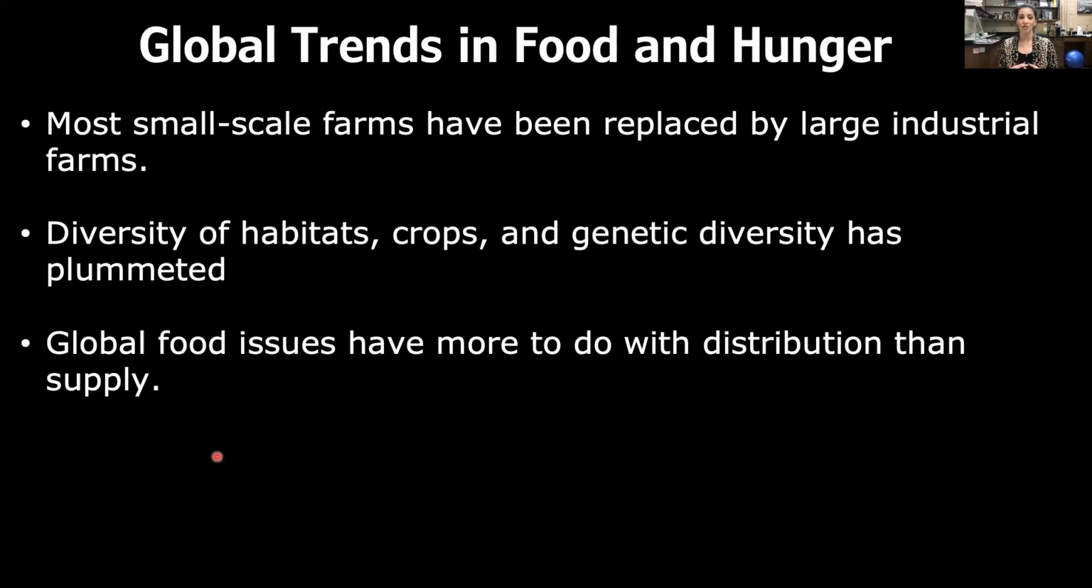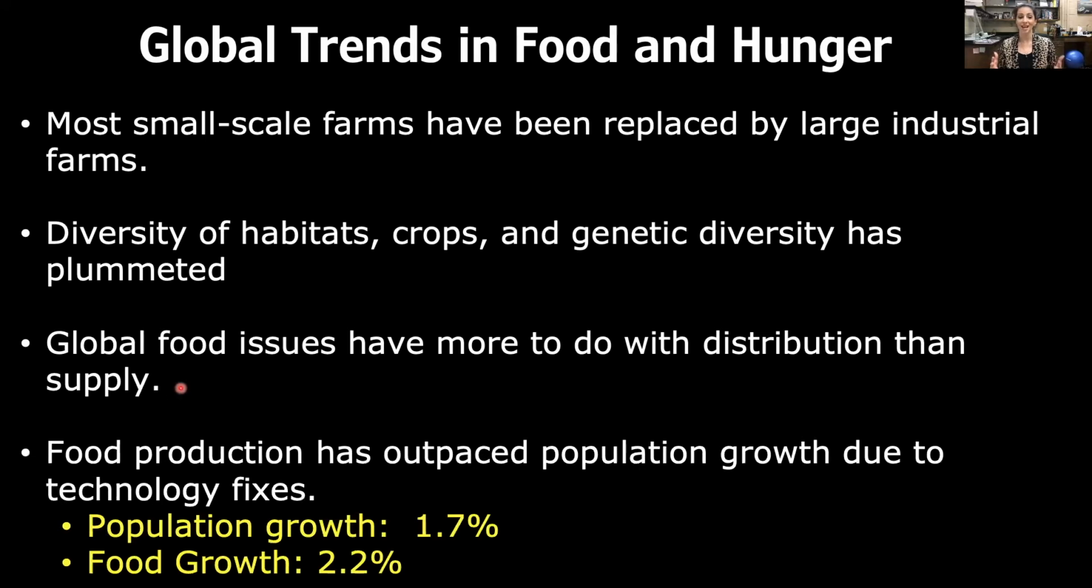And global food issues have been more to do with distribution than with the supply of the food itself. So it has more to do with getting the food to those communities that need it the most than having the food available in the first place.